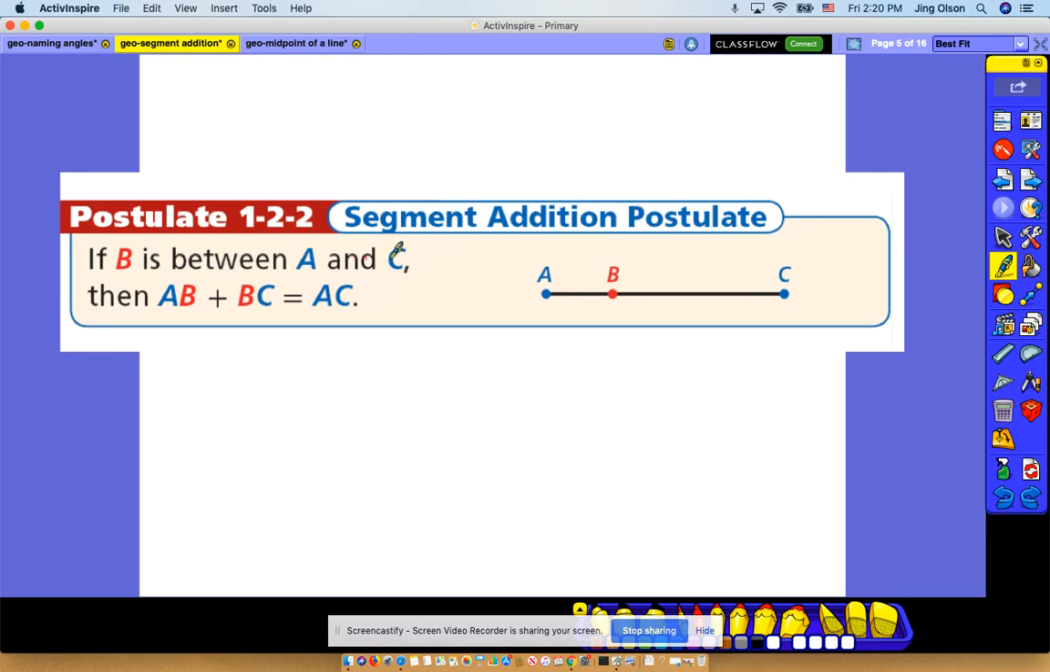For example, what is the segment addition postulate? It says if B is between A and C, then AB plus BC is equal to AC. What they're saying is if AB is 2 and BC is 5, AC is what? 7. You add them together and it equals the big one, right? This is obvious. 2 plus 5 is 7. So this is something we use. We don't prove it. You really can't prove this. How do you prove 2 plus 5 is 7? You just add them and get a longer one. So this is segment addition.